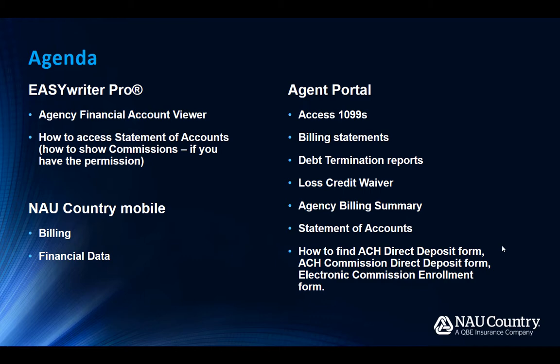And then our agent portal is going to be a great place to access 1099s, billing statements, your debt termination reports, agency billing summaries, and then of course a nice area to also look up forms for ACH direct deposit, also for ACH commission direct deposit, and our electronic commission enrollment form. We also have the loss credit waiver out there as well. And then last but not least, we'll also show you how to find the statement of accounts out on the agent portal.